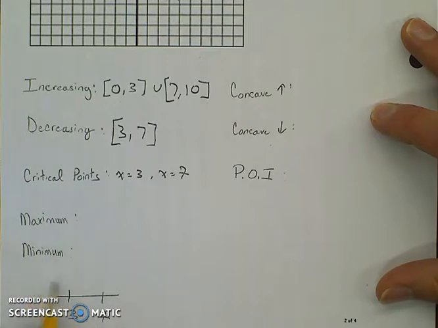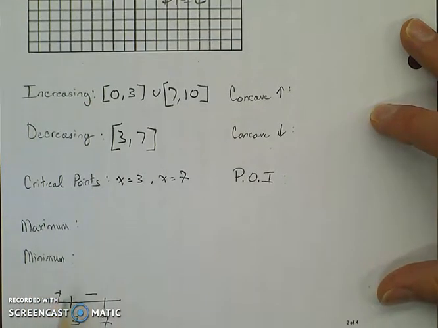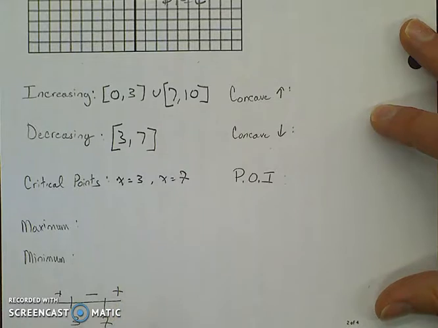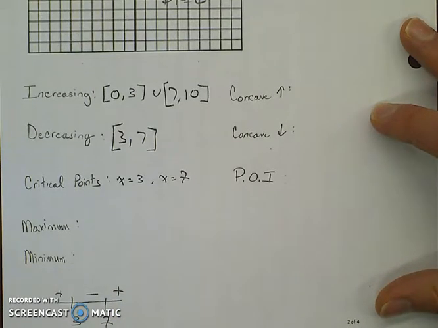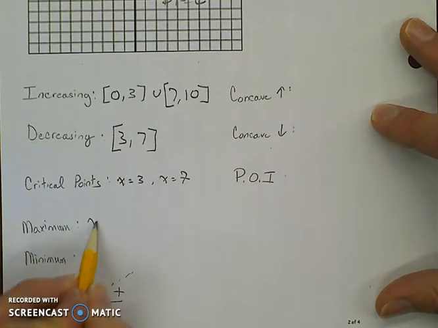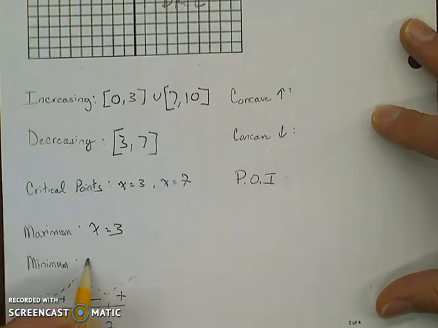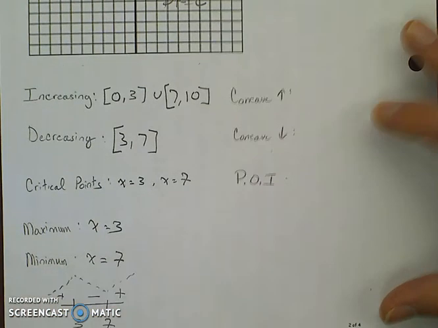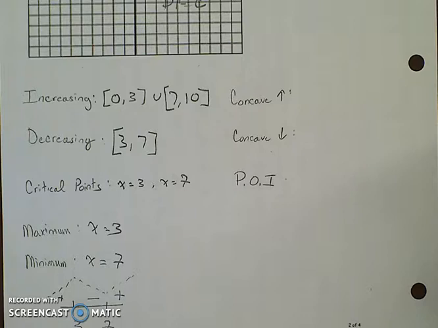We know it's above the x-axis from 0 to 3, below the x-axis from 3 to 7, and above the x-axis from 7 to 10. And therefore we can say whether we're increasing or decreasing. So we have a maximum at x equals 3 and a minimum at x equals 7. And so we've just done all of that just from looking at the graph.